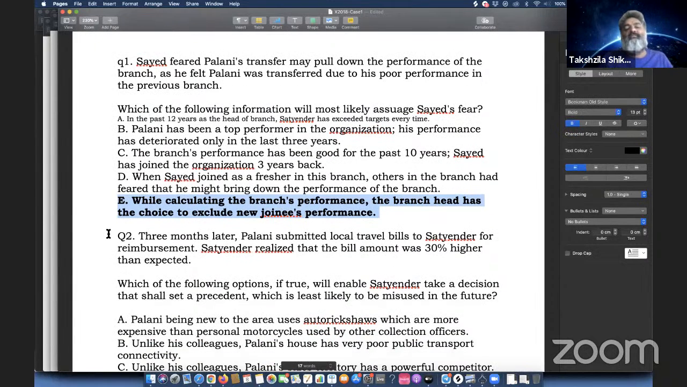So great. If I tell you that this year, while calculating the branch's performance, the branch head has the choice to exclude the new joinee's performance, that means no matter what Palani does, it won't affect the overall score or the benchmark, and therefore Sayed should not be fearful. Any other choice that we want to debate? Any other choice quickly?